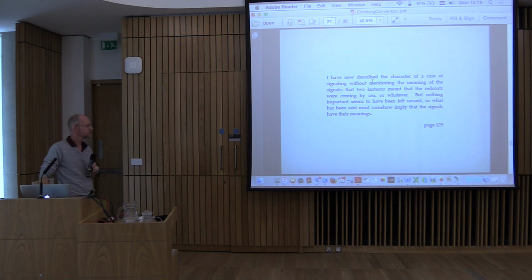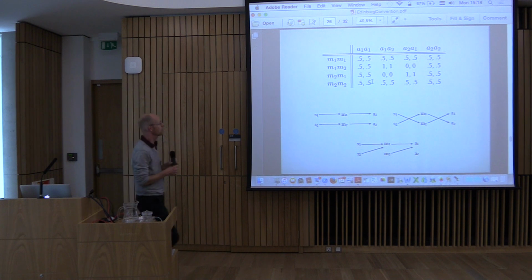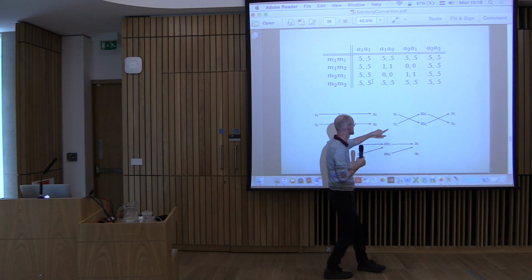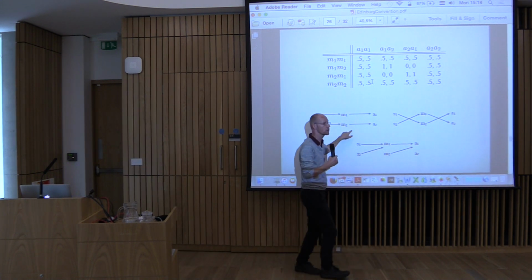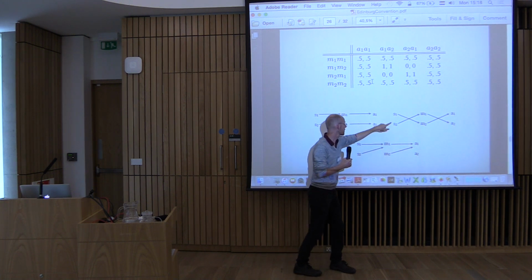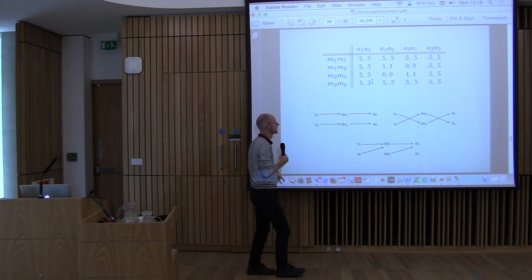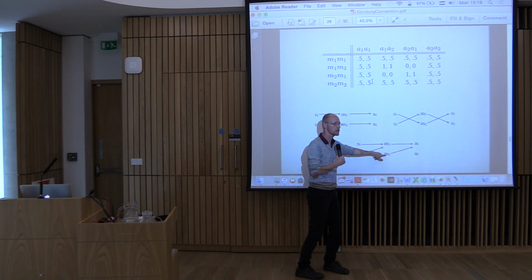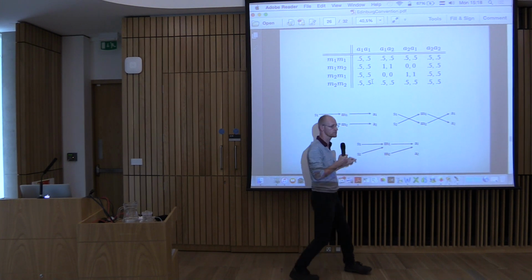Okay, and now David Lewis says, so we have Nash equilibria, but only those things are actually signaling systems. All three of them are Nash equilibria, but this one is not a good enough Nash equilibrium to be a convention. Only those two can be conventions, and he calls them signaling systems.